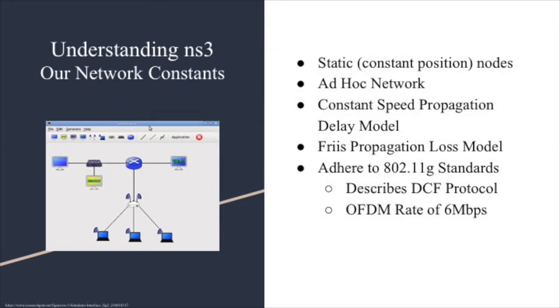Additionally, while specific numbers might vary depending on the standard that we use, we are assuming that the overall trends of our results are going to remain constant. So whether this was 6 megabits per second or 54 megabits per second, which I believe is the maximum supported, we believe that the overall patterns of our results would remain constant.